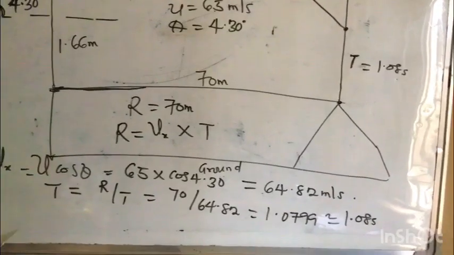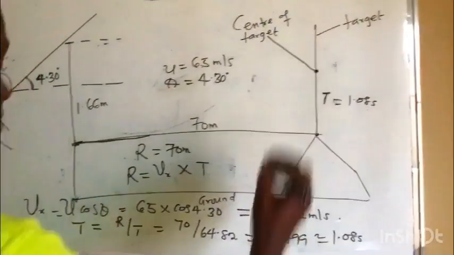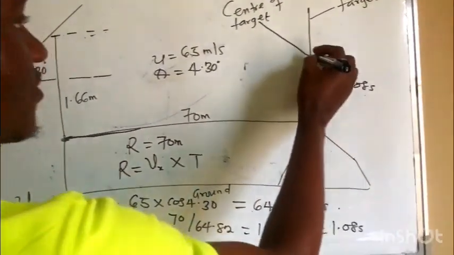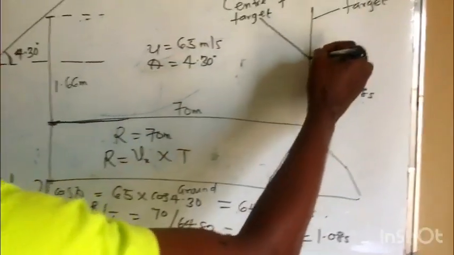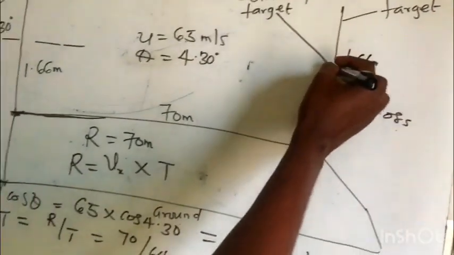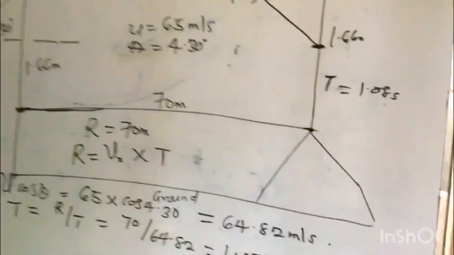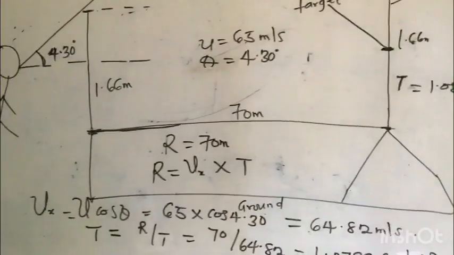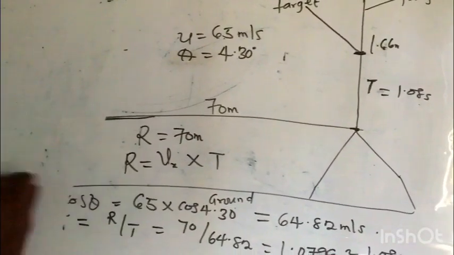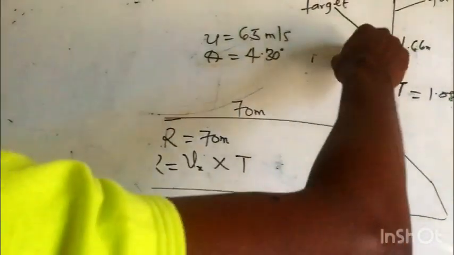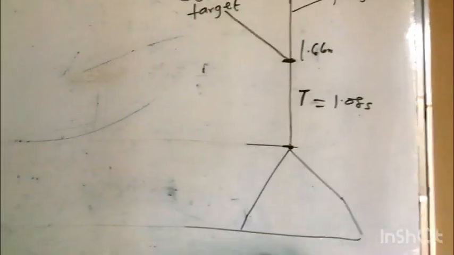The second question is saying that we should calculate the height of the center of the target. That means this height above the ground, the height from here. Don't forget that the height above the ground here is 1.66, so that means here is also 1.66. But we are looking from here to here. That's the height we are looking at. And don't forget, from our upward motion, downward motion, this target does not go back to the same plane at which it was projected.